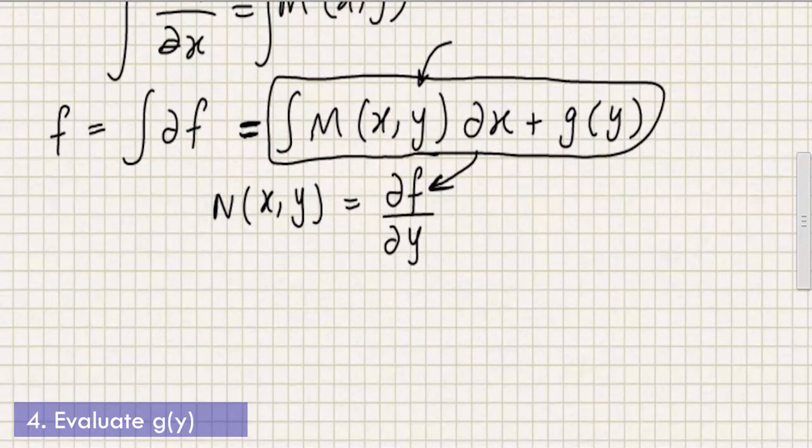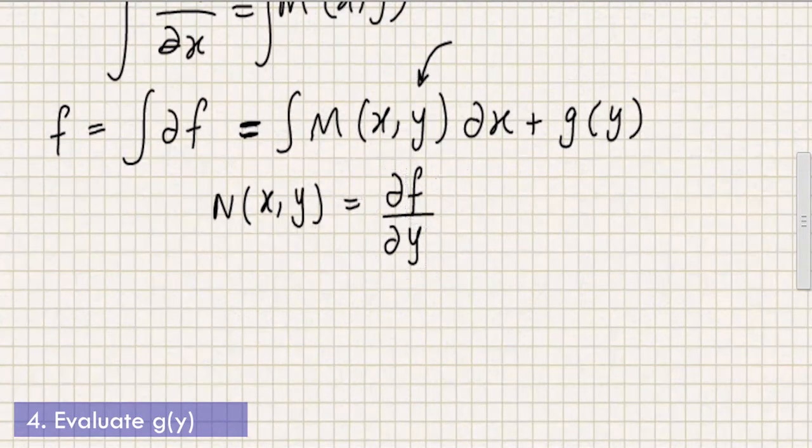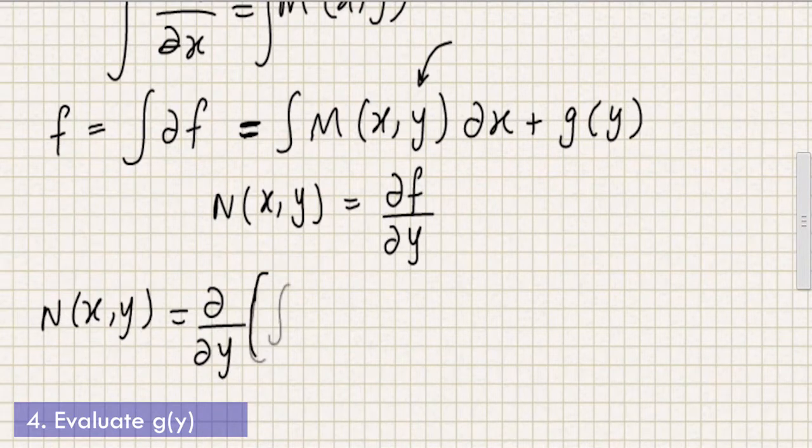And when we calculate the partial derivative of this f with respect to y, we should get back some more information, because we will be able to equate this equation with N of x comma y, which we already have, right? So let's put this value of f into this and get N of x comma y equal to partial over partial y of the integral of M of x comma y partial x plus g of y.